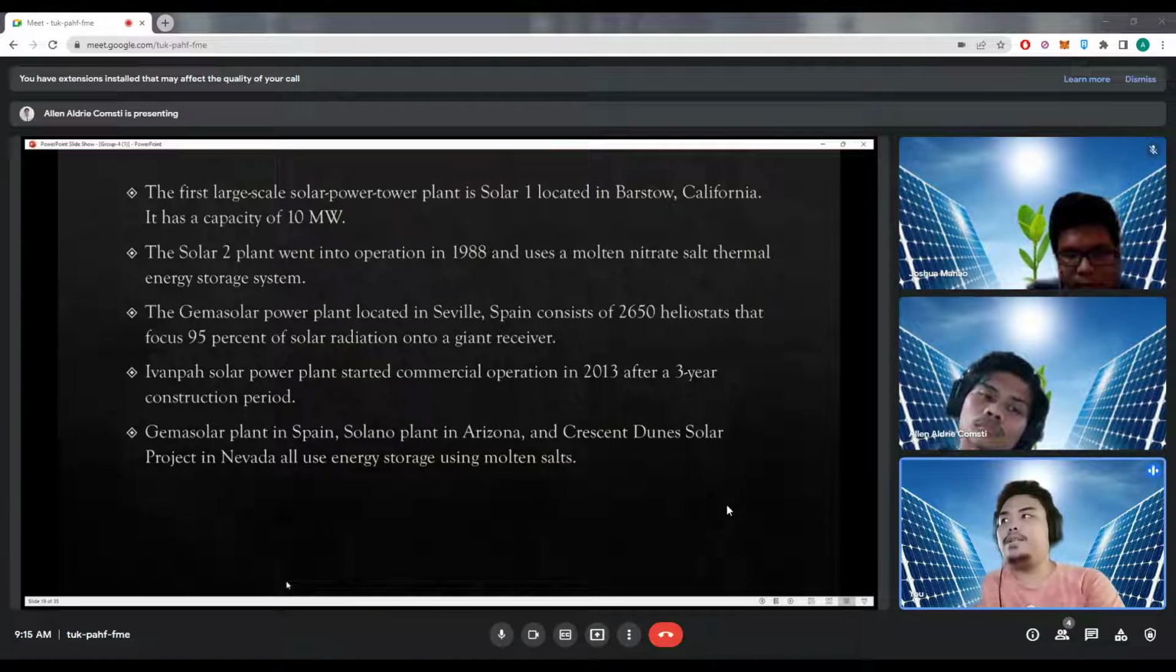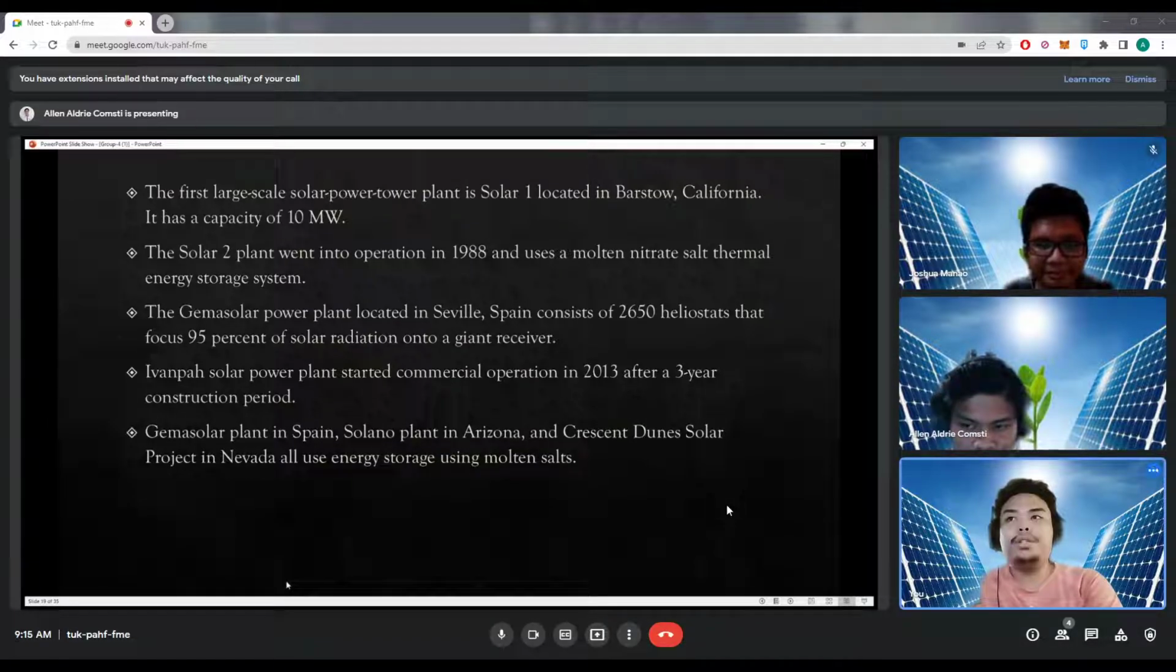Next is the German solar power plant located in Seville, Spain, which consists of 2,650 heliostats that focus 95% of solar radiation onto a giant receiver. The plant started commercial operation in 2011, occupying a field of 185 hectares. Temperatures as high as 900 degrees Celsius are obtained at the receiver.